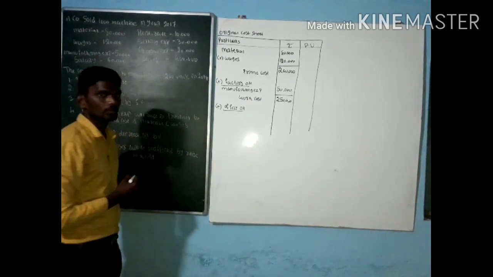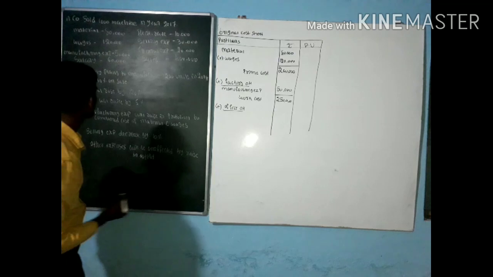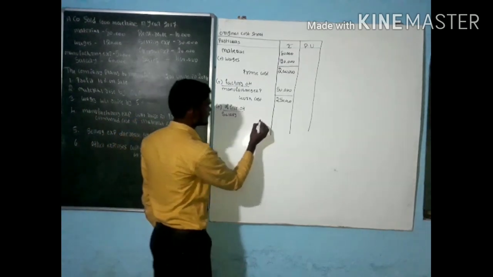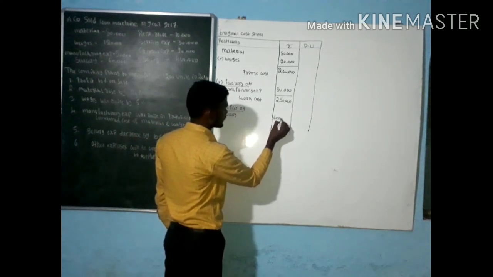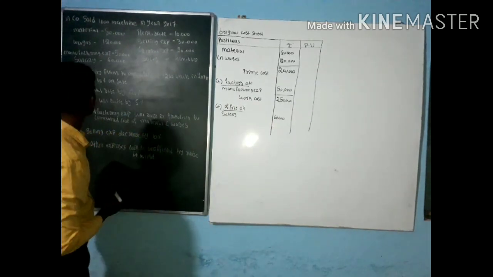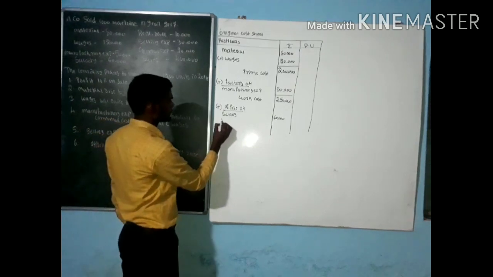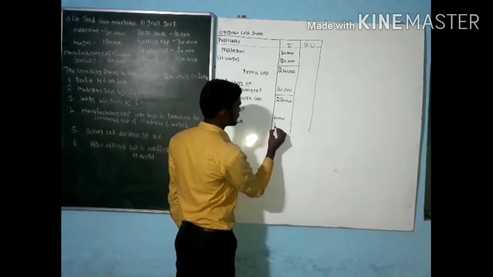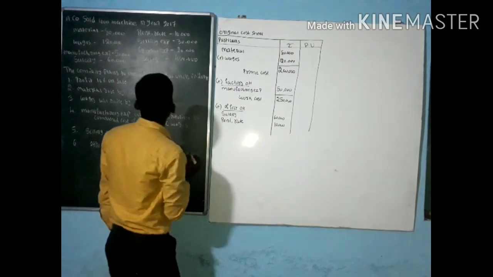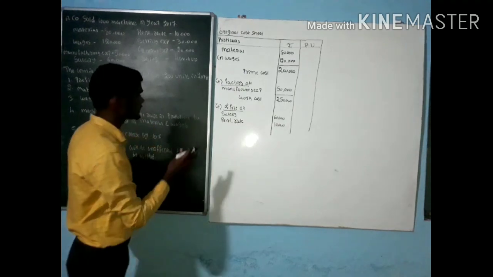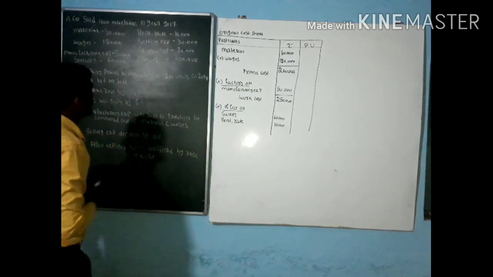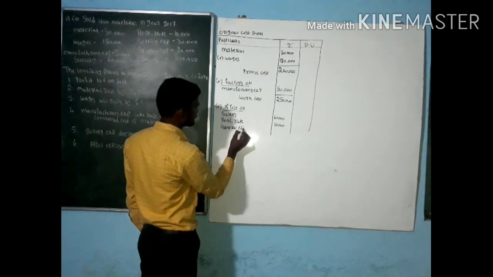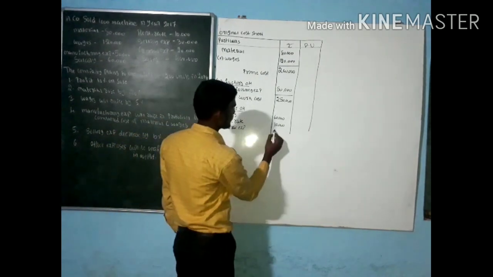When it comes to office overhead, which are the expenses here? Salary is 60,000. Next one, rent and rates, it is 10,000. Then selling expenses come under the selling overhead. Then general expenses, 10,000.